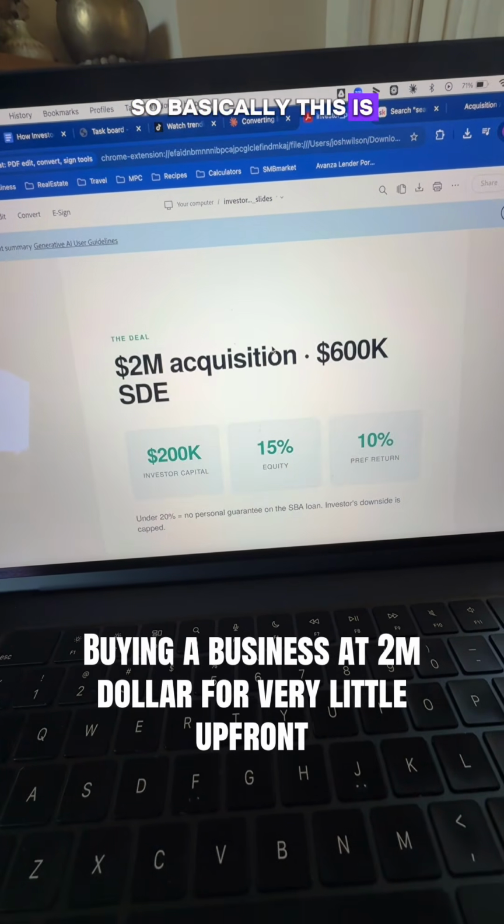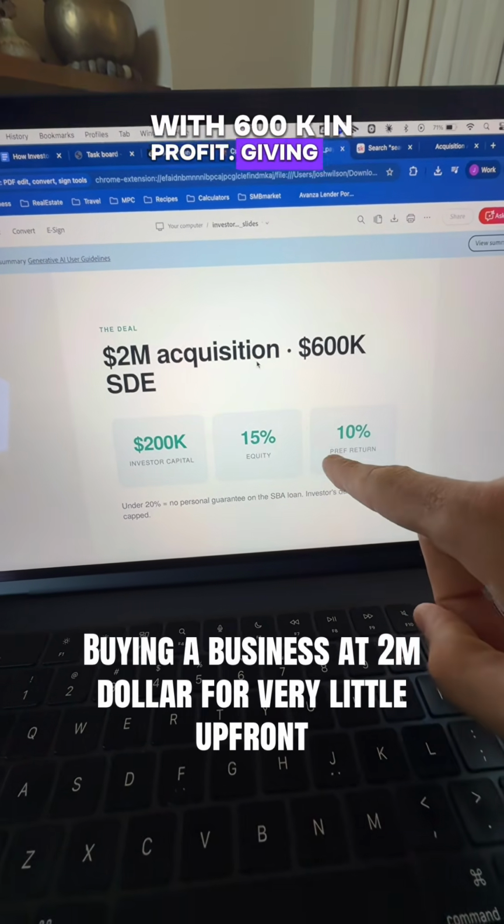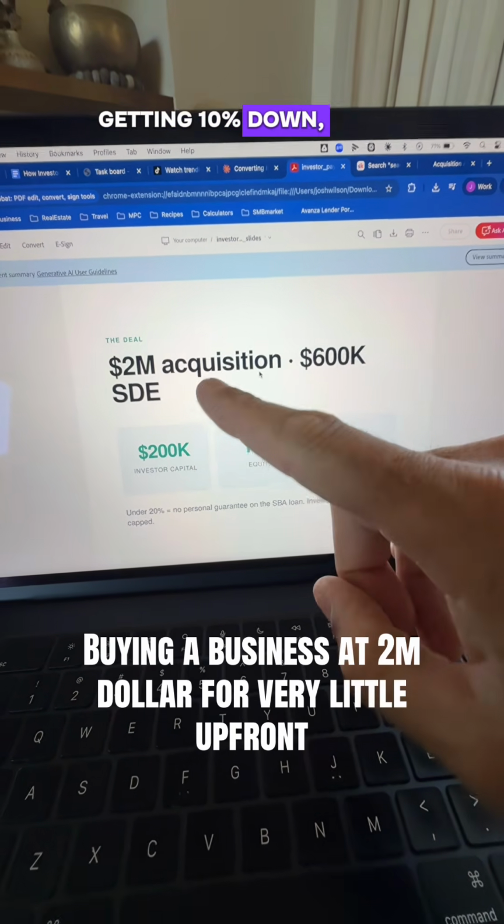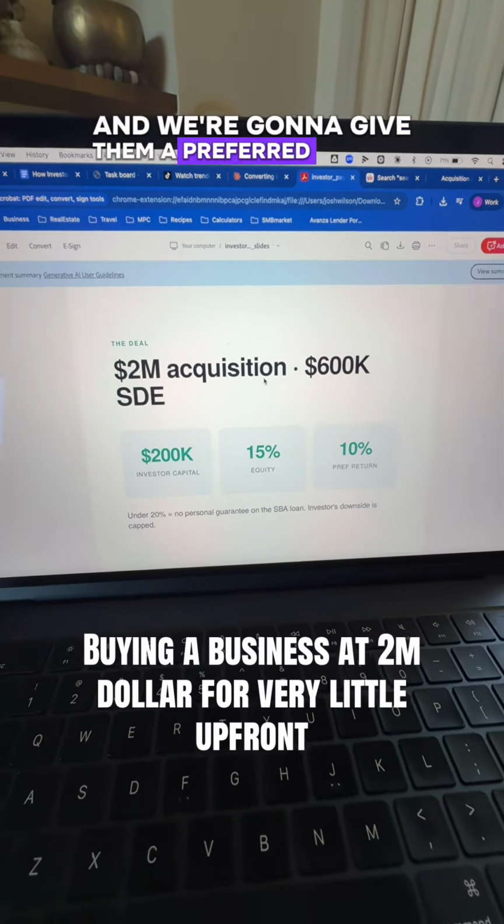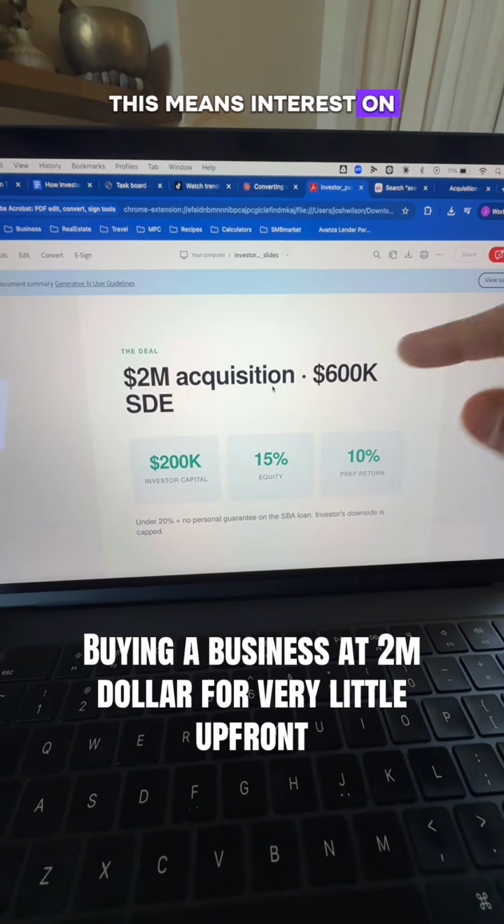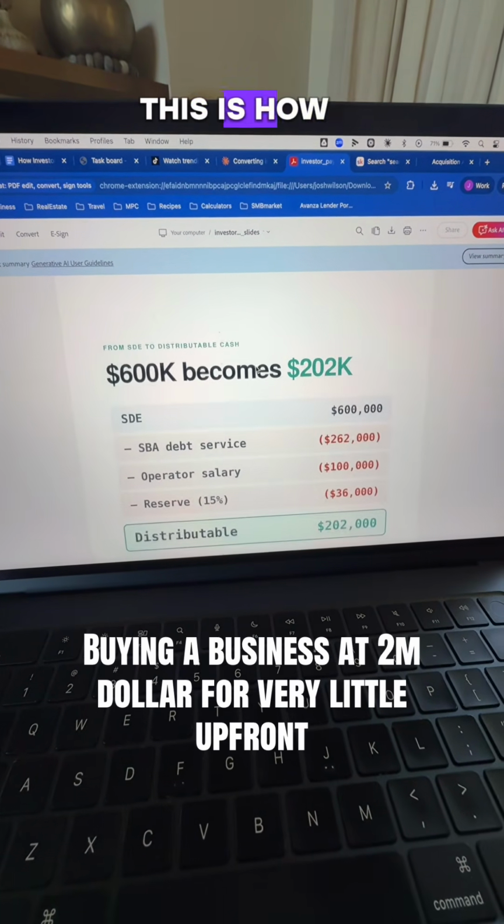So basically, this is how we're going to buy a $2 million business with $600K in profit, getting 10% down, which is $200K. We're going to give them 15% equity, and we're going to give them a preferred return. This means interest of 10% on that $200,000 until you pay it back. This is how it works.